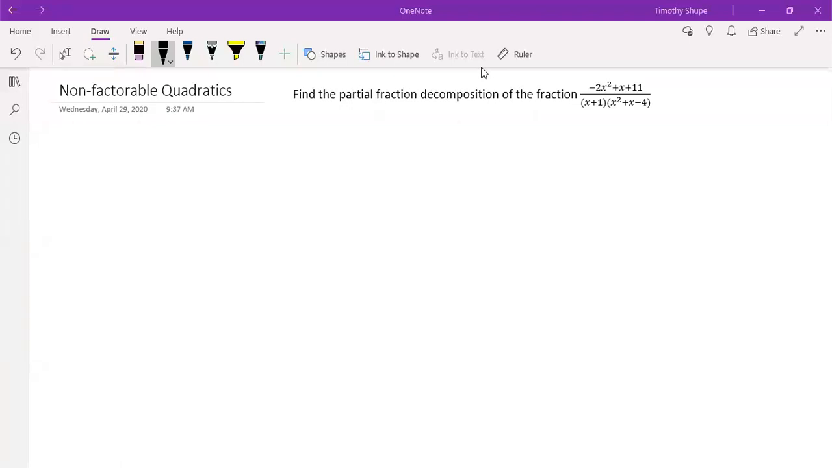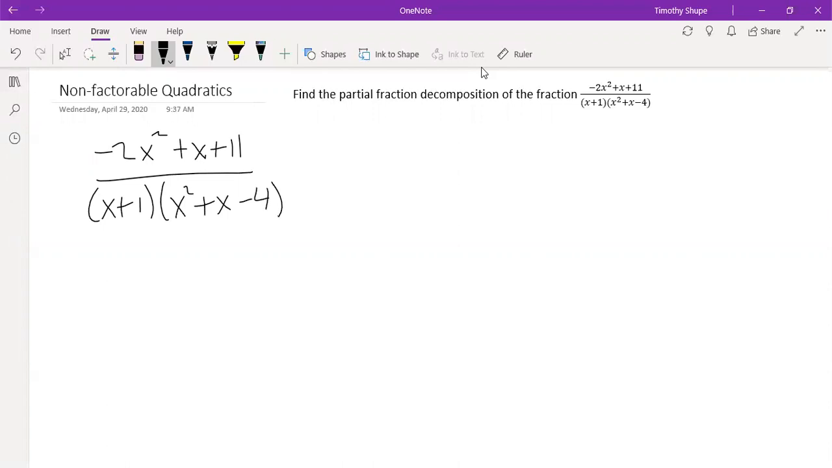If we could factor it out, we could just have three linear factors. We could split it up into three fractions like we have with the other examples we've done. But where that second factor doesn't break apart into linear factors, we're going to have to treat this one a little bit differently when we split it up into the fractions. So I'm going to start out with this original fraction, so the negative 2x squared plus x plus 11 divided by the x plus 1 times x squared plus x minus 4.